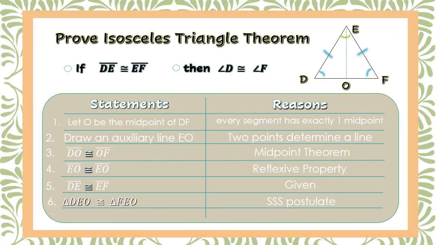Number 6, based on statements 3, 4, and 5, triangle DEO is congruent to triangle FEO, since the three sides of triangle DEO are congruent to the three sides of triangle FEO. And the reason for that is the side-side-side postulate, or the SSS postulate.